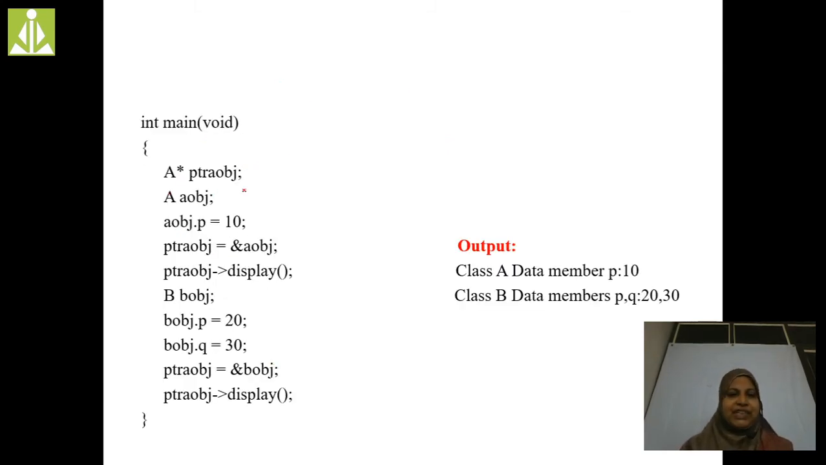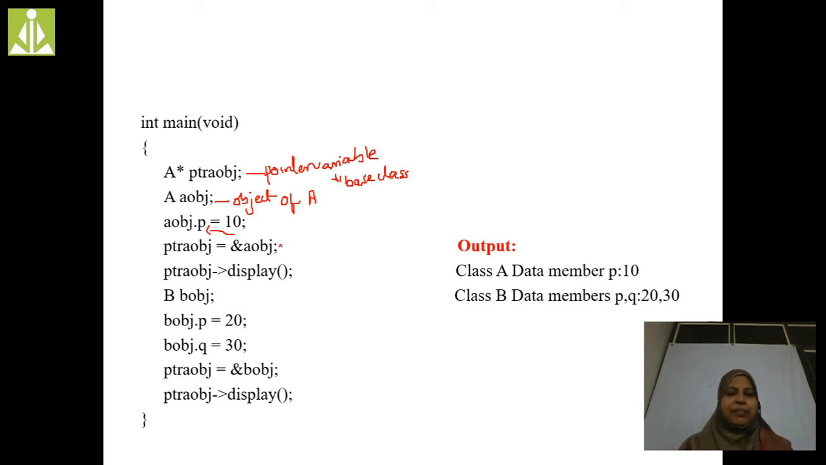Now see here, first I am going to create the pointer variable. This is the pointer variable of the base class. Now what is this one? AOBJ. This is the object of class A. AOBJ dot P means I am assigning the value 10 to the data member P by using the A object.